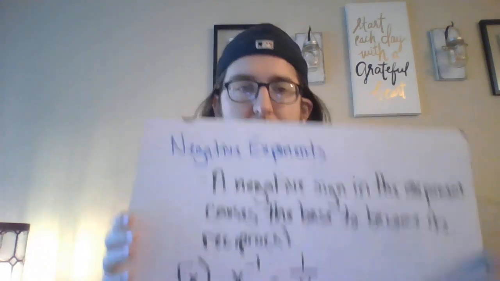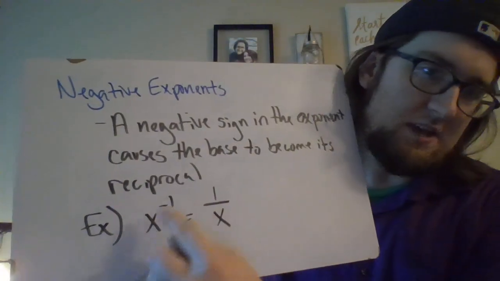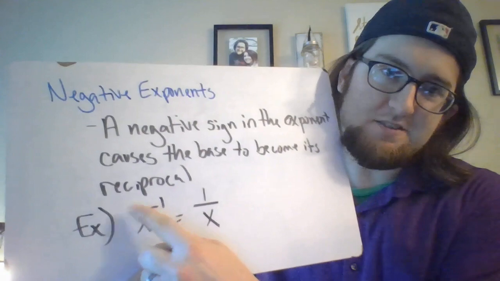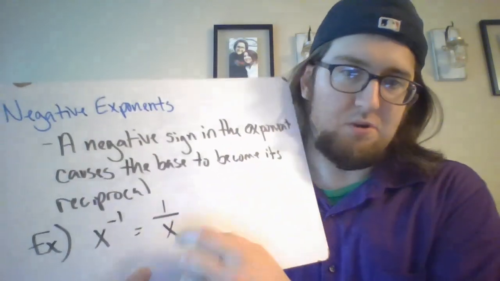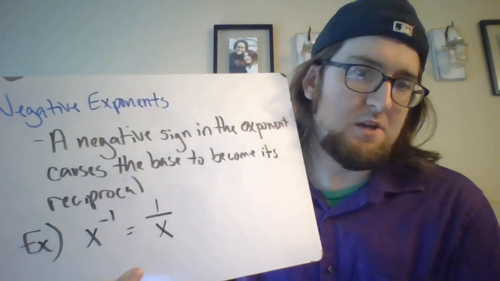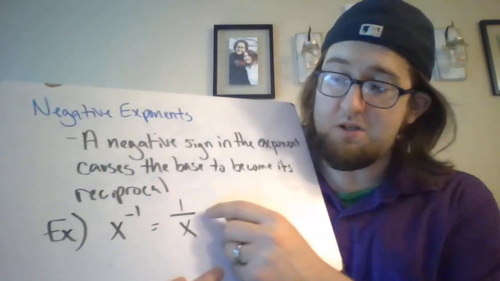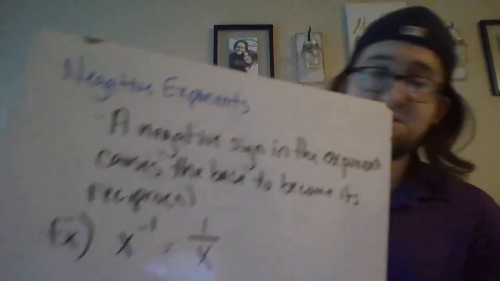So, example, if you have x to the negative 1 power, that negative tells me that this x is going to go to its reciprocal, which is 1 over x. But what happens to the exponent? Well, anything to the first power is 1. So I'm going to show you some other examples where you can really see what happens to the exponent. Technically, there's a 1 here, but let's look at some other examples.